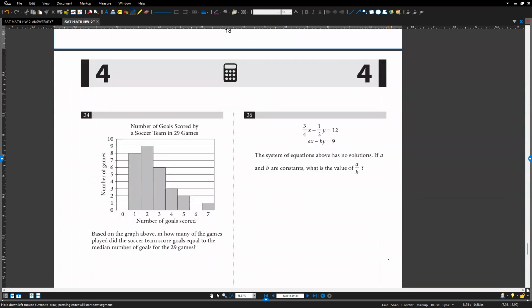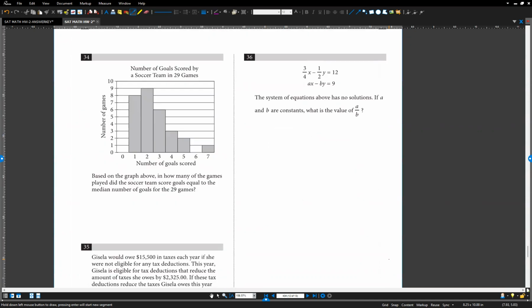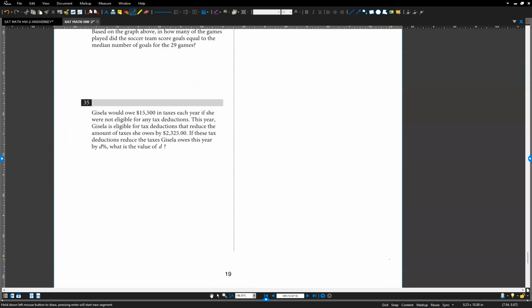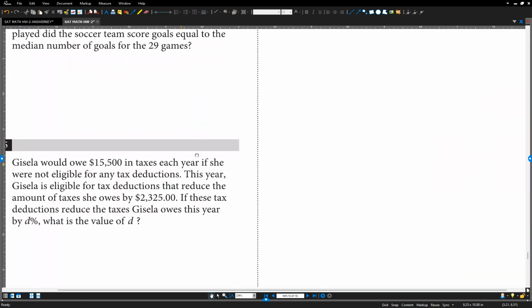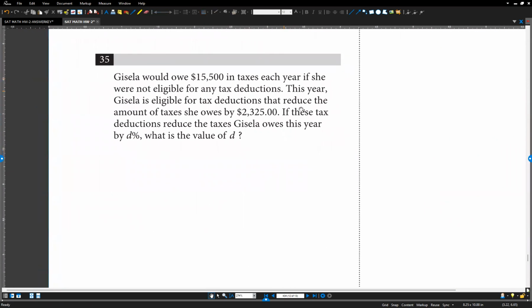The next one is number 35. Okay, number 35 over here. I'm going to make it big. This seller would owe $15,500 in tax. The CFO pays this tax every year. $15,500 for the tax.